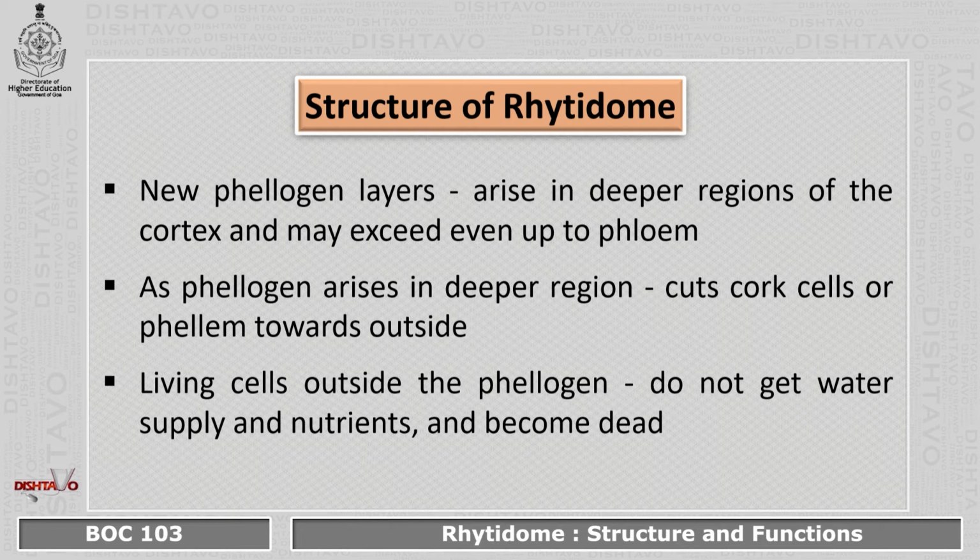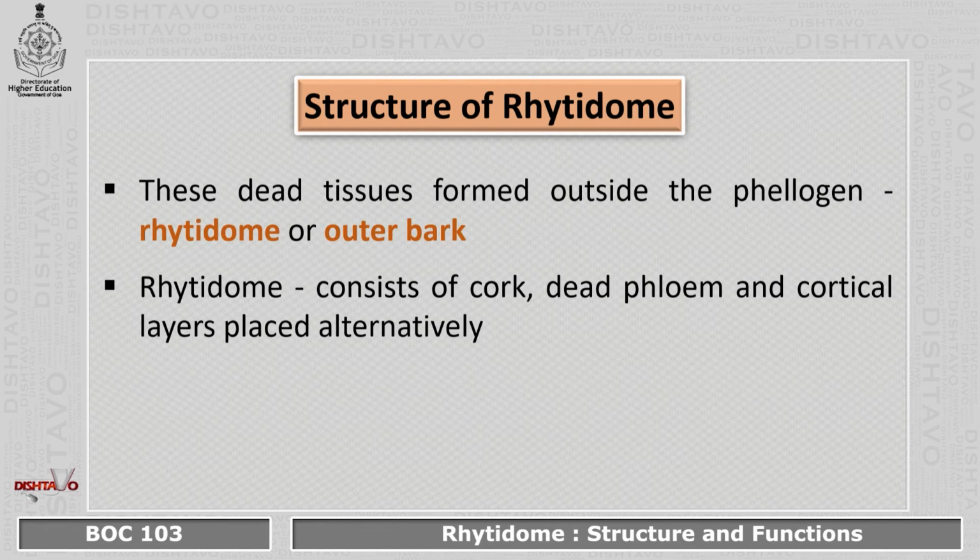As the phellogen or cork cambium arises in deeper regions of the cortex, it cuts cork cells or phellem towards the outer side. The living cells outside the phellogen or cork cambium during this process do not get water supply and nutrients and hence become dead. These dead tissues formed outside the phellogen are called rhytidome. Rhytidome is also known as outer bark. So all the tissues formed outside the phellogen contribute to rhytidome or outer bark.